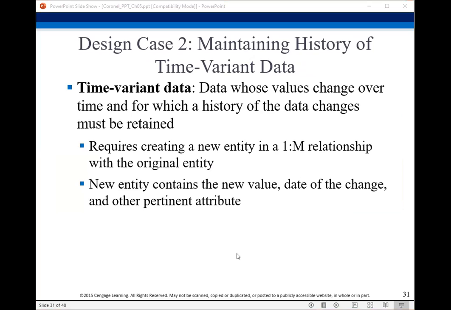Another thing we might want to consider is maintaining a history of time variant data. That's data that changes over time. For example, we were just talking about deans. Over time, the dean of each college will change. So if we want a history of all the deans in a particular college, we create another table with a one-to-one relationship with the original entity. I'm sorry, a one-to-many relationship, so that each department will have had many deans in its history.